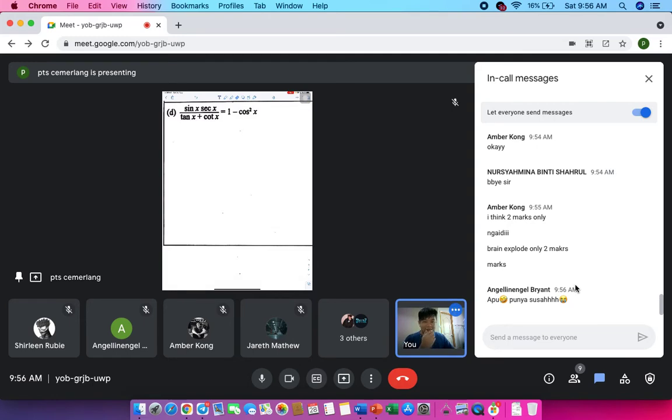So now question D. How many of you try and got the answer already? Siapa yang dah dapat daripada left hand side, dapat right hand side sekarang? I think most of you will start with left hand side lah sebab dia lebih besar ataupun dia lebih complicated. So left hand side go to the right hand side.